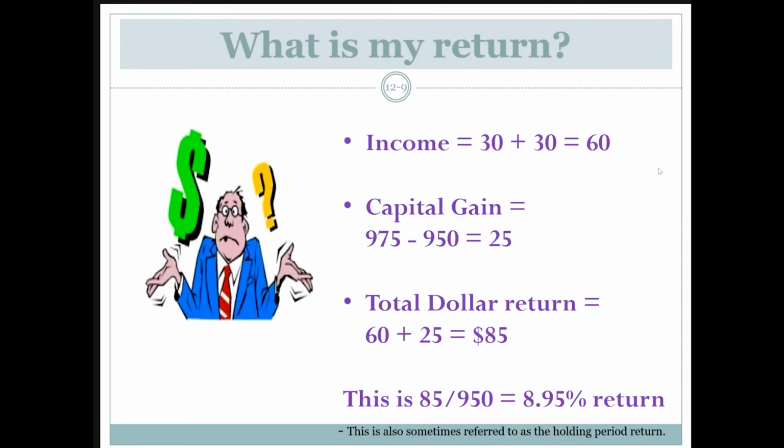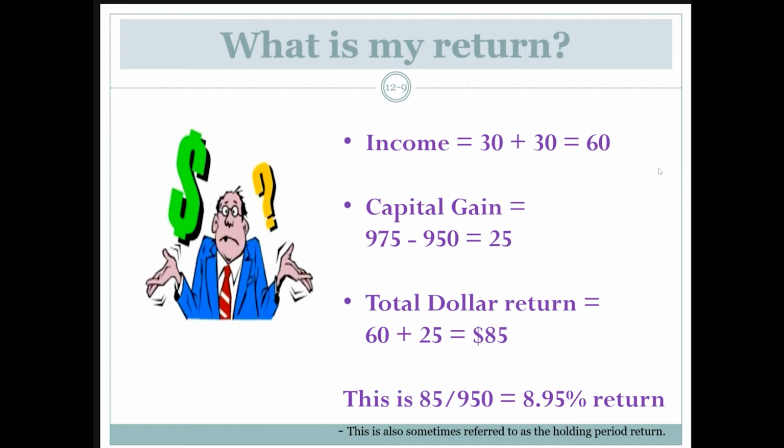So again, this is pretty straightforward. The income generated by the bond is the 2 coupons, $30 a piece. So $60 worth of total income. The capital gain is the price change. The price has changed from $950 to $975, so that's a $25 capital gain. The total dollar return is $60 plus $25, or $85.